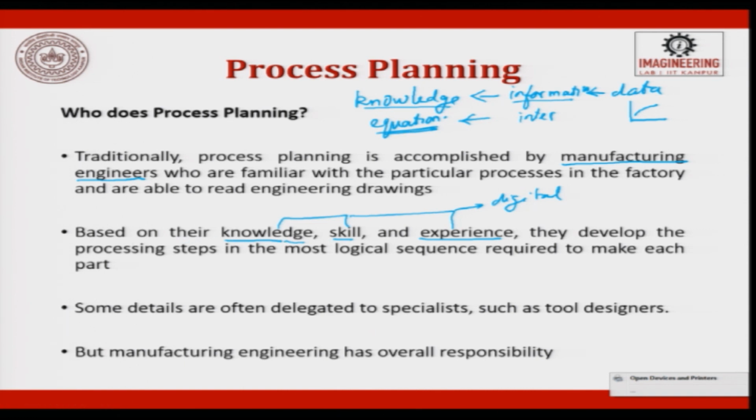So, based on their knowledge, skill, experience, they develop the processing steps in the most logical sequence required to make each part. Many a time, if you do cooking in your house, we know that this item has to be made, but as and when we start making it, we see there are some constraints coming while cooking. These constraints can be limited resources. So, what we do is we jump from one resource to another resource which will still maintain and give the same taste while cooking.